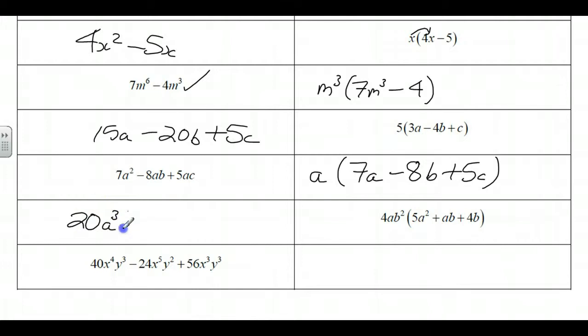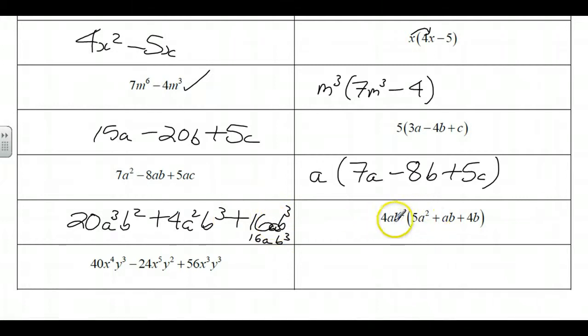20a cubed b squared plus 4a squared b cubed plus 16, 4 times 4, a b cubed. A b cubed, squashed in there. That's an a. 16a b cubed. That's what that says.